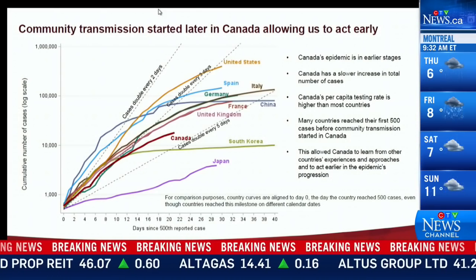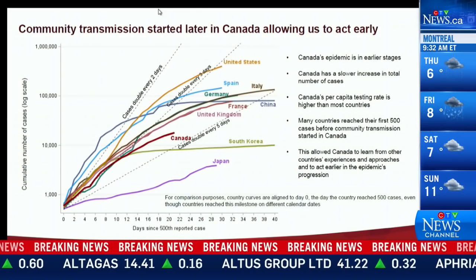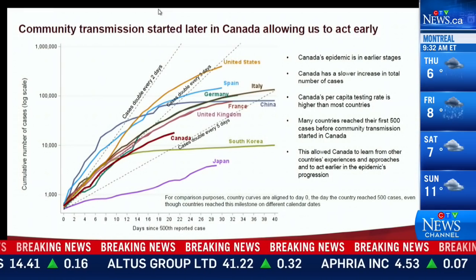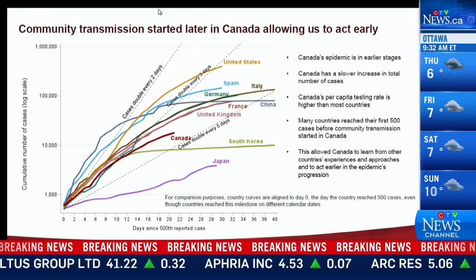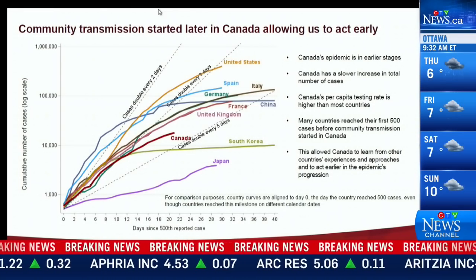I just want to add on this slide that Canada's line is not a straight line upwards. As you can see, it's beginning to bend a little bit, which means that the growth rate is slowing down a little bit.